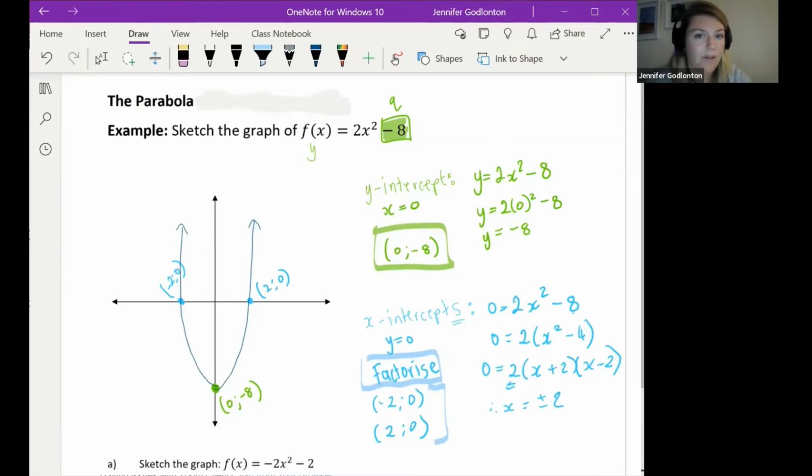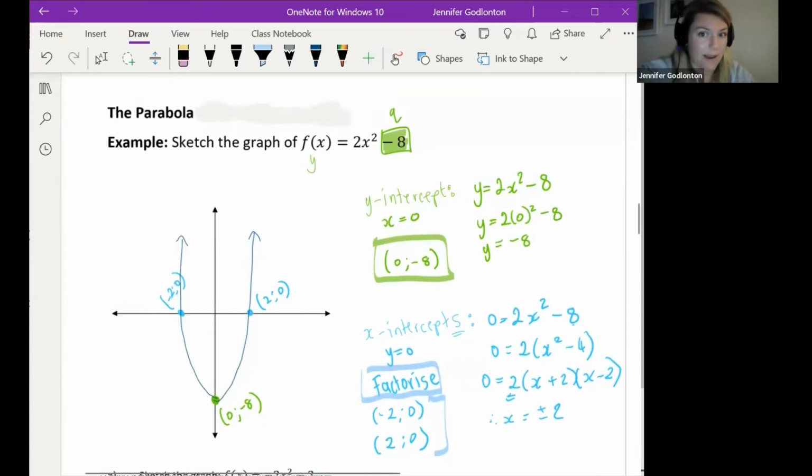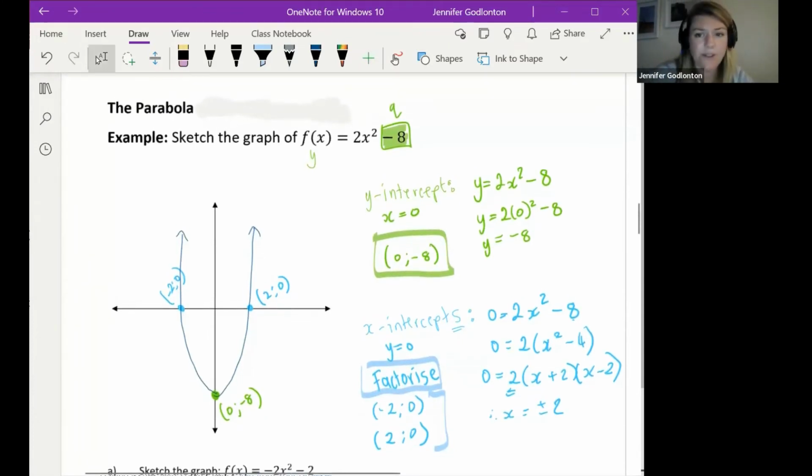And that is a summary of how we sketch a parabola. So our first step is we want to find our y-intercept and we plot it. Then we find our x-intercepts and we plot them. And then we just draw a nice little curve.